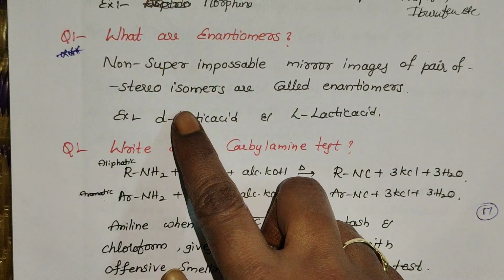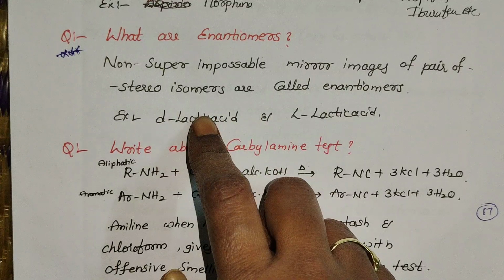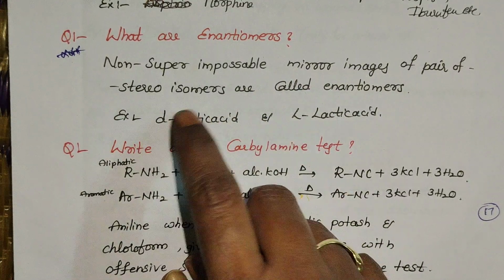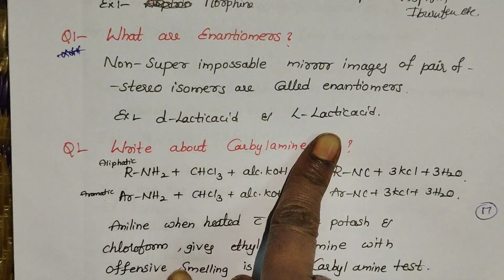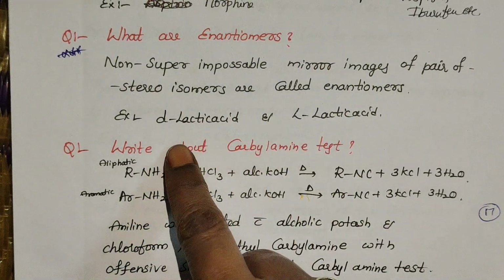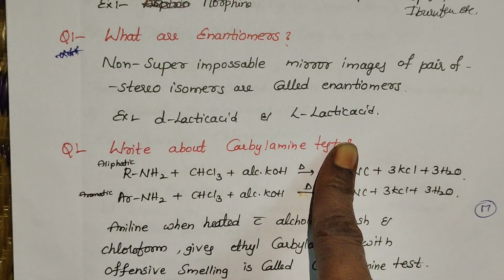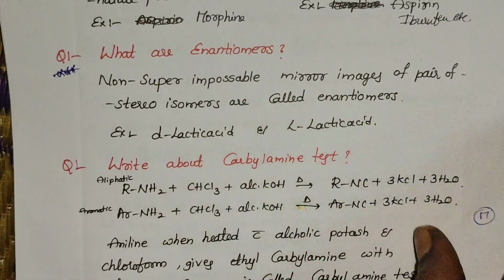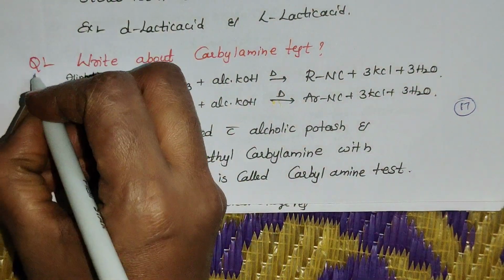Stereo means when plane polarized light is passed, sometimes it rotates to the right side, that is D, and sometimes it rotates to the left side, that is L. The formula is the same: D lactic acid and L lactic acid, D tartaric acid and L tartaric acid. Like that, DL structures are all enantiomers. But remember, non-superimposable mirror images. Next, one more important question, we may expect this kind of question also.